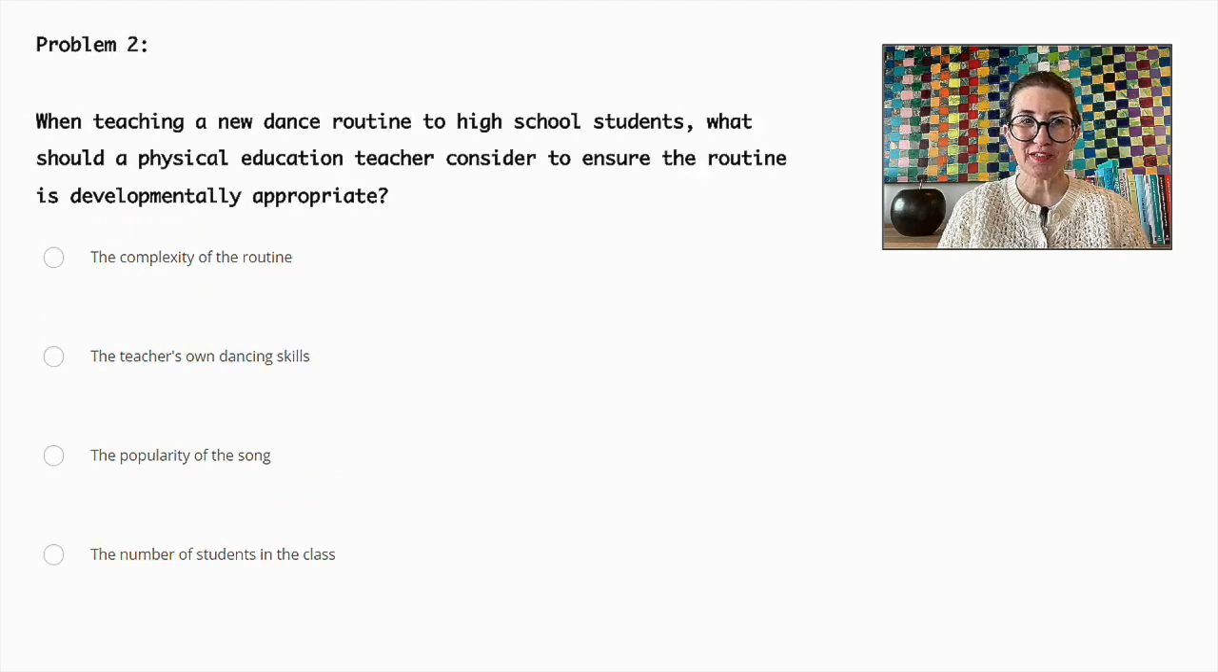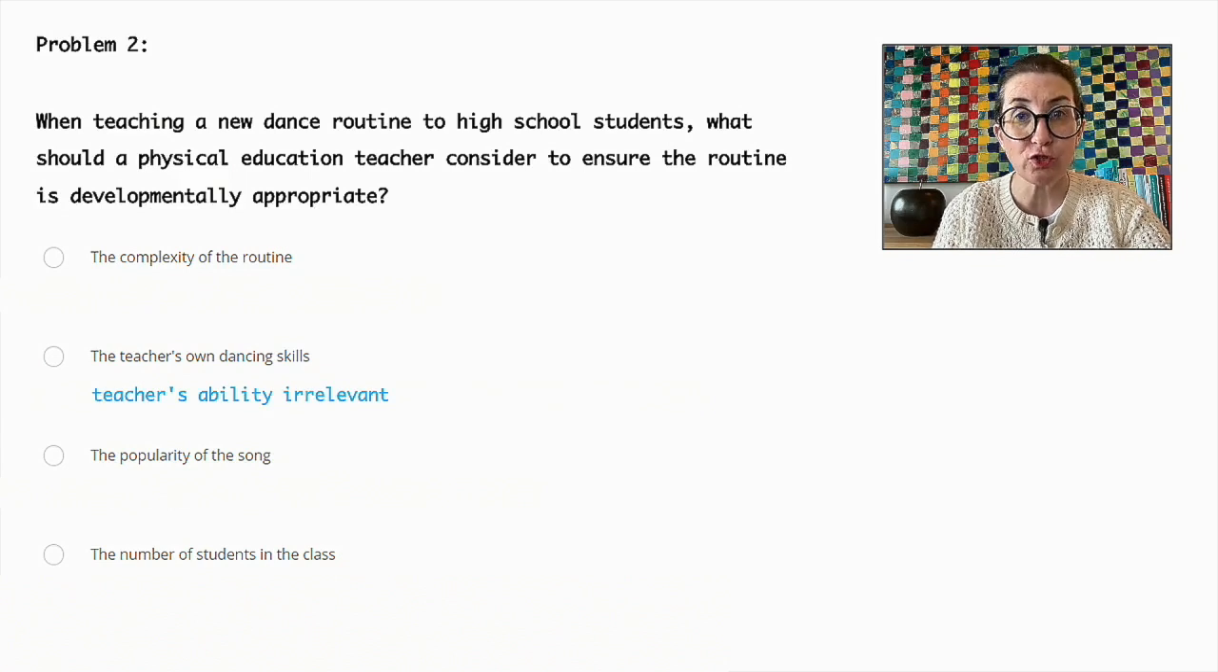Problem number 2. When teaching a new dance routine to high school students, what should a physical education teacher consider to ensure the routine is developmentally appropriate? The complexity of the routine, the teacher's own dancing skills, the popularity of the song, or the number of students in the class. The teacher's own dancing skills are not relevant here, as the focus should be on the student's abilities and not the teacher's. So we can cross that out.